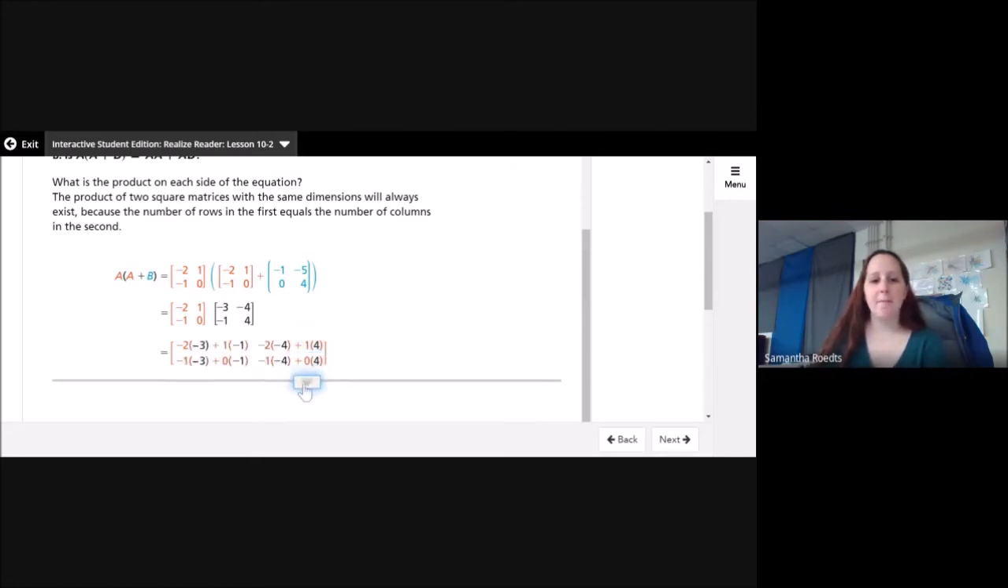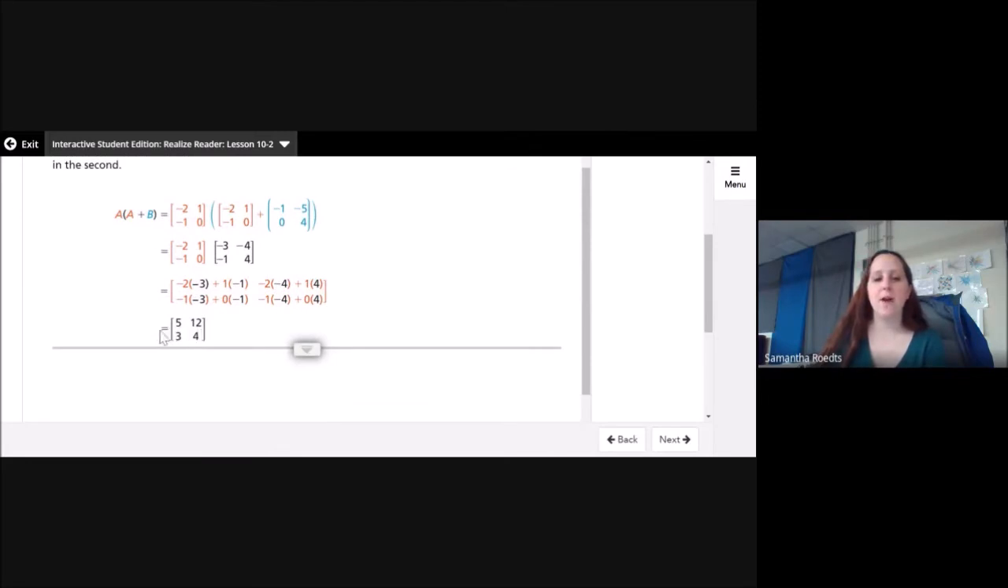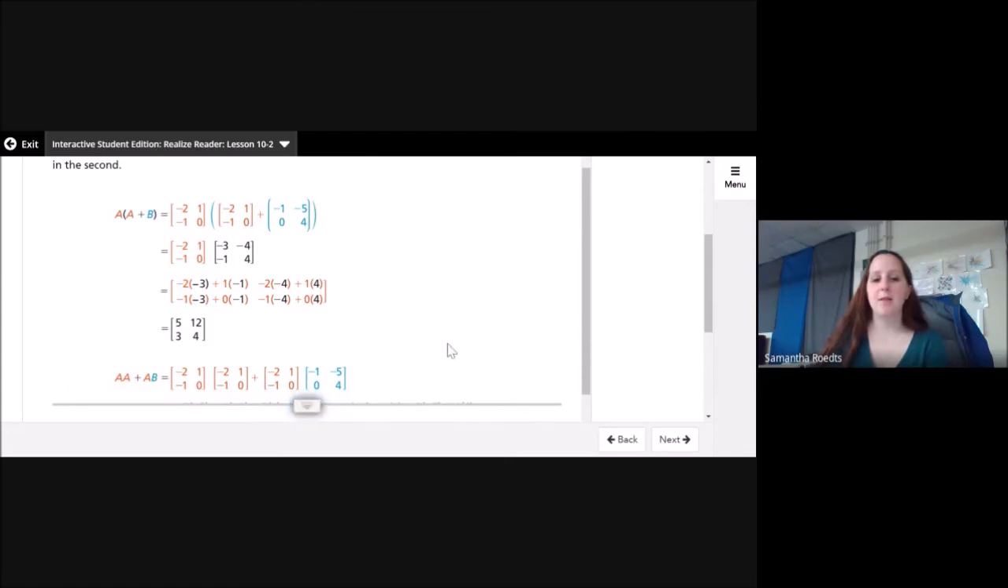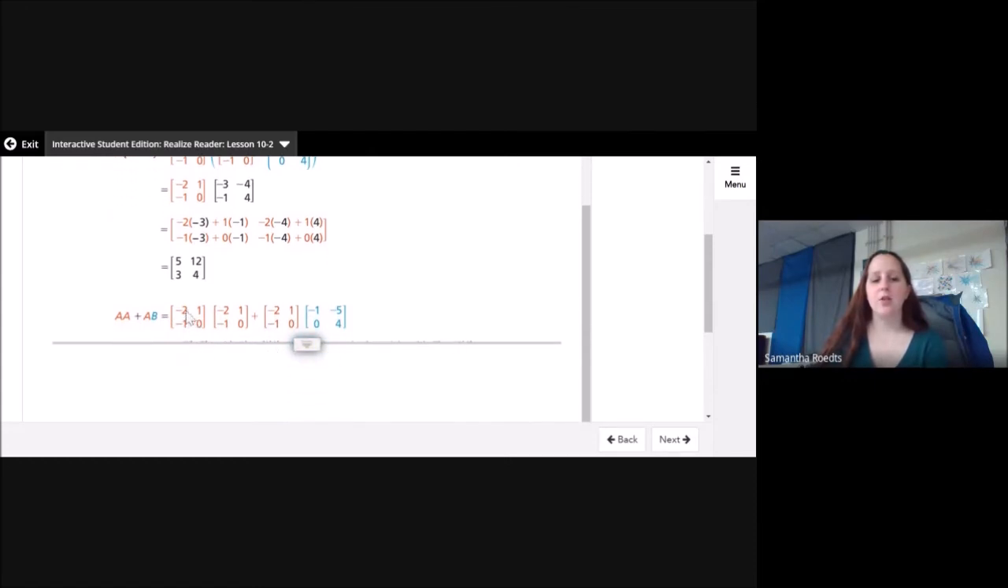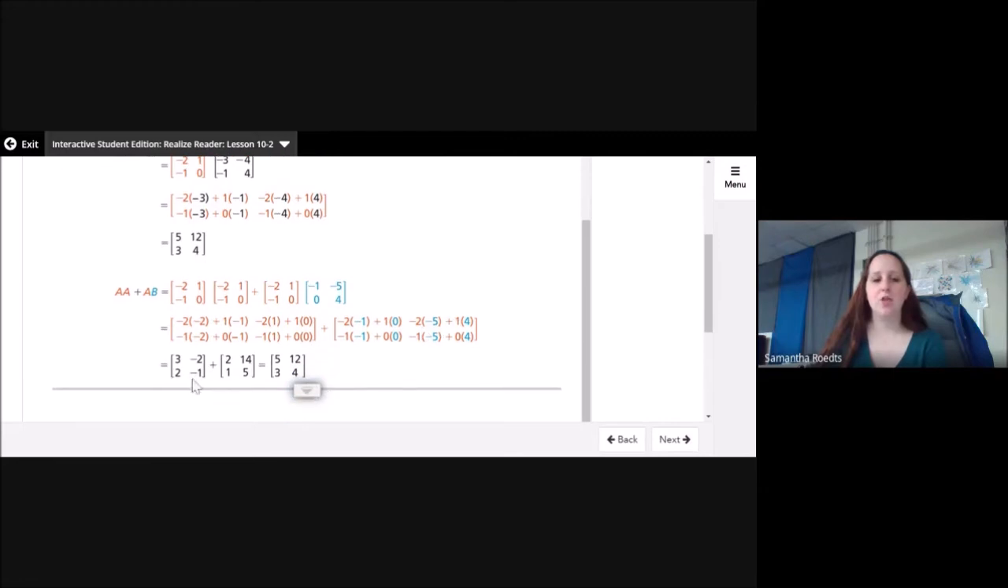So again, I multiply my first row times my first column, and I add in between the first row times the second column, and second row times first column, and second row times second column. That gives me the new matrix 5, 12, 3, and 4. Then I do A times A plus A times B. I multiply everything out. I get 3, negative 2, 2, negative 1, and 2, 14, 1, 5.